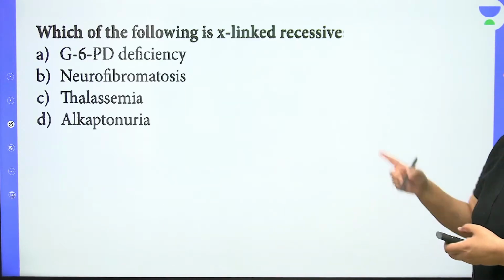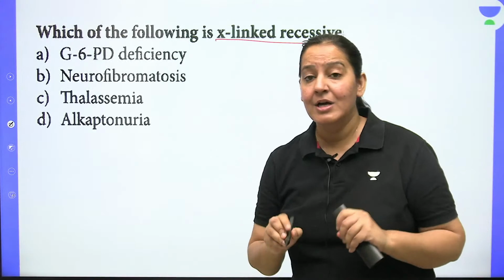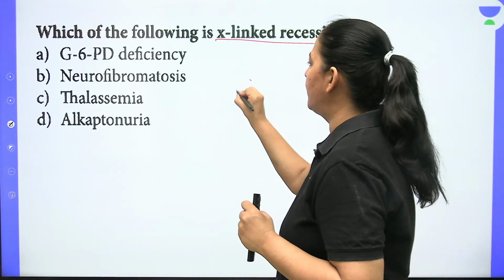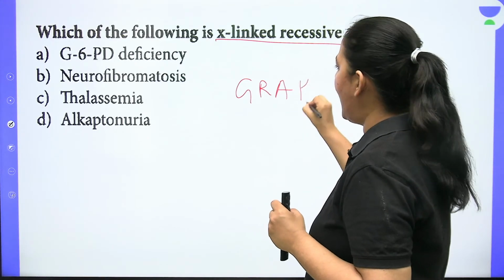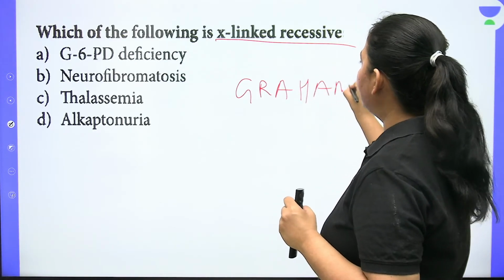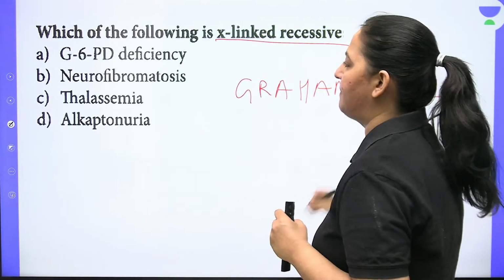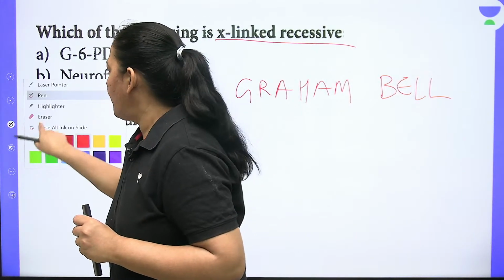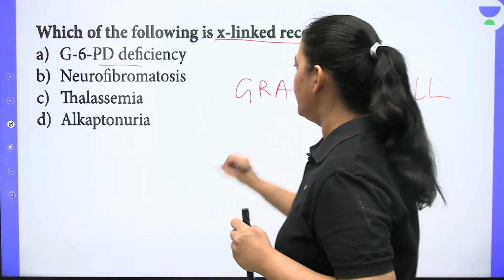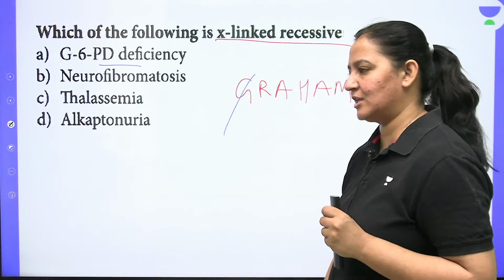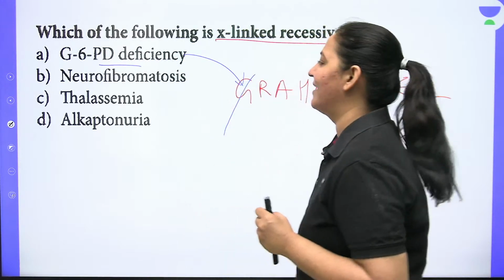Coming to the next question. Which of the following is the X-linked recessive? I'm asking X-linked recessive. So what is the mnemonic? First apply the mnemonic. The mnemonic is Graham Bell. G-R-A-H-A-M, Graham. B-E-L-L, Bell. Apply this mnemonic and have a look at the 4 options one by one. Is it G6PD deficiency? Is this G, G6PD deficiency? Yes, you all are right. That's why the correct answer here is A.